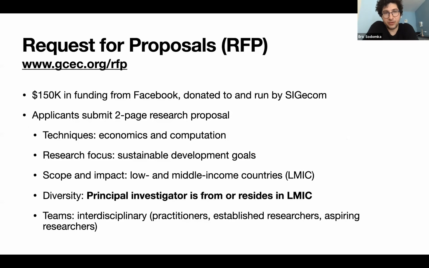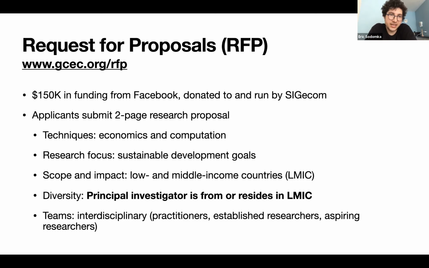So what we had recently was this request for proposals that some in attendance submitted to. This was basically $150,000 in funding. The funding came from Facebook, but this was donated to an organization called SIG Econ, which is basically the chapter of ACM SIG that is focused on this field of economics and computer science. Applicants just had to submit a 2-page research proposal saying how they would use the techniques of economics and computation to help achieve some of the UN's Sustainable Development Goals.